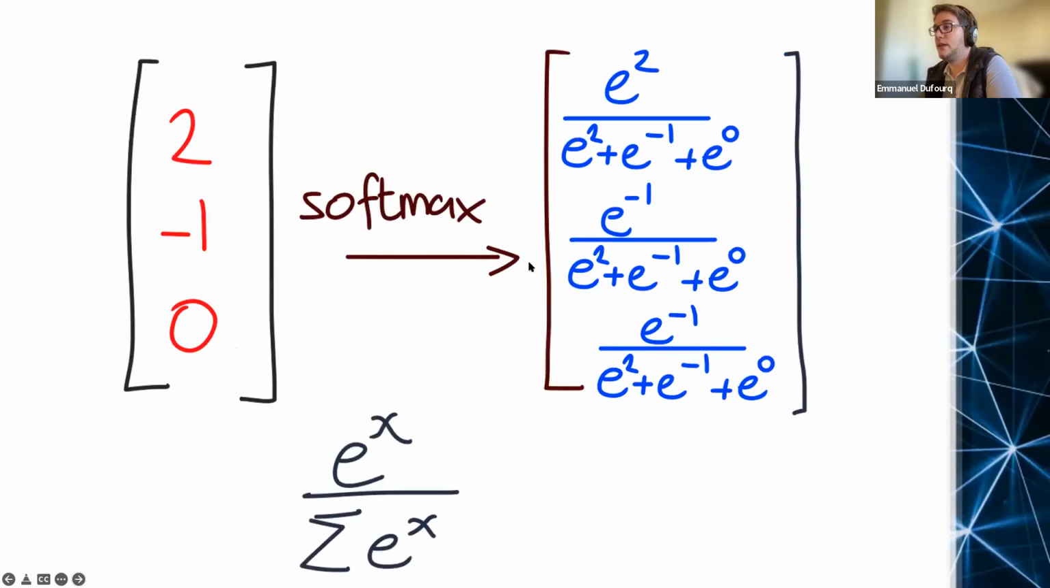So yes, we can. So what we do is we say e to the 2 divided by e to the 2 plus e to the -1 plus e to the 0. So it's the same strategy, except we're taking the exponential of each value. So in other words, before it was x divided by the sum of x, now it's e to the x divided by the sum of e to the x. And actually this function has a name, it's called softmax. And now we don't run into the problem where we end up dividing by 0.